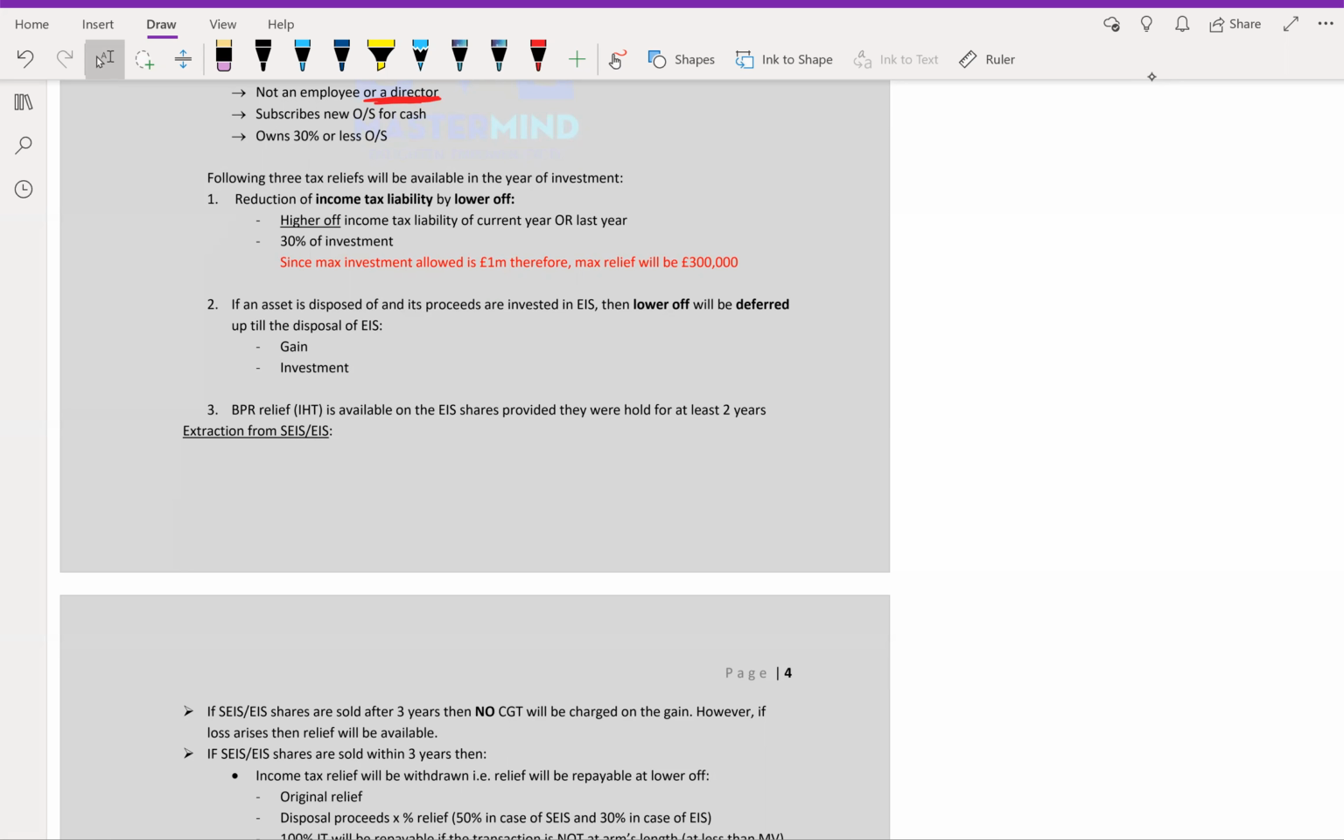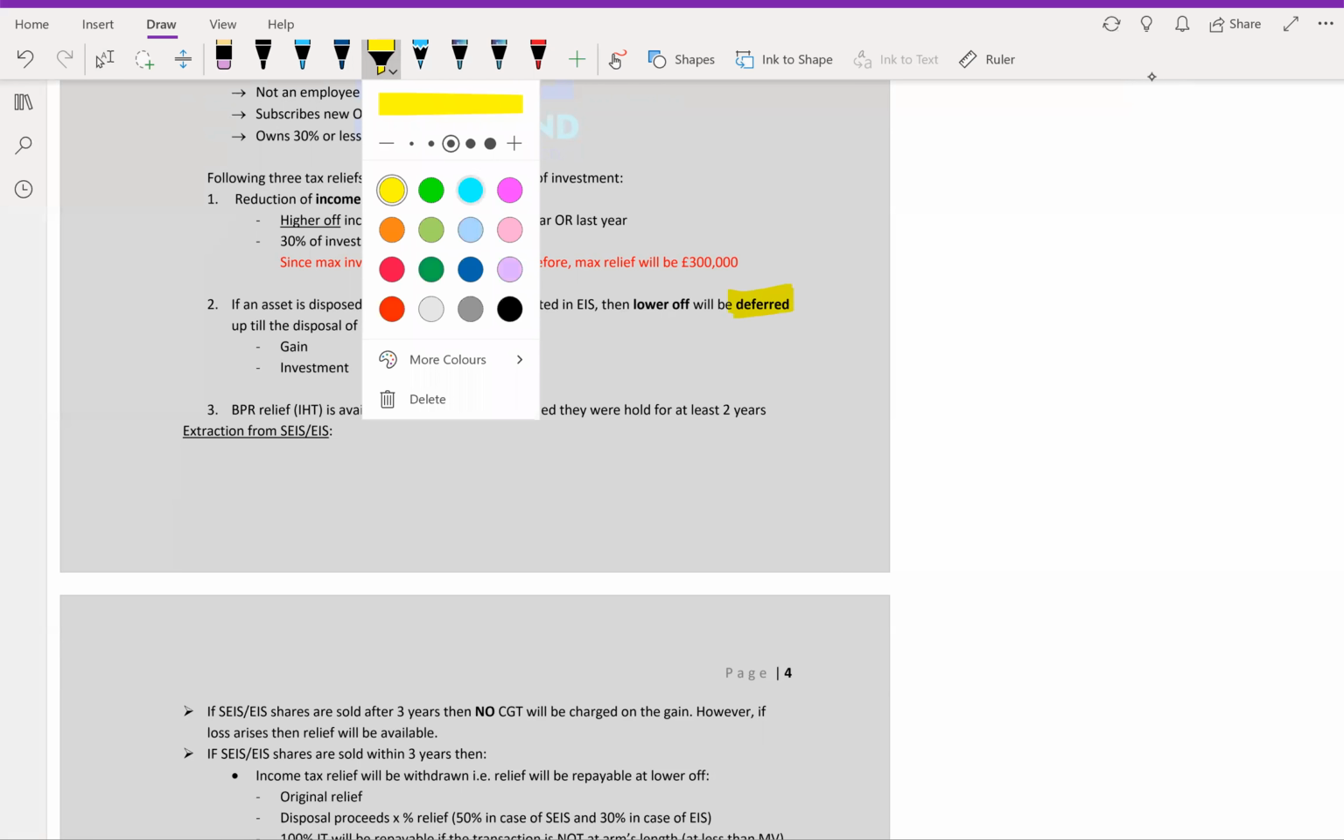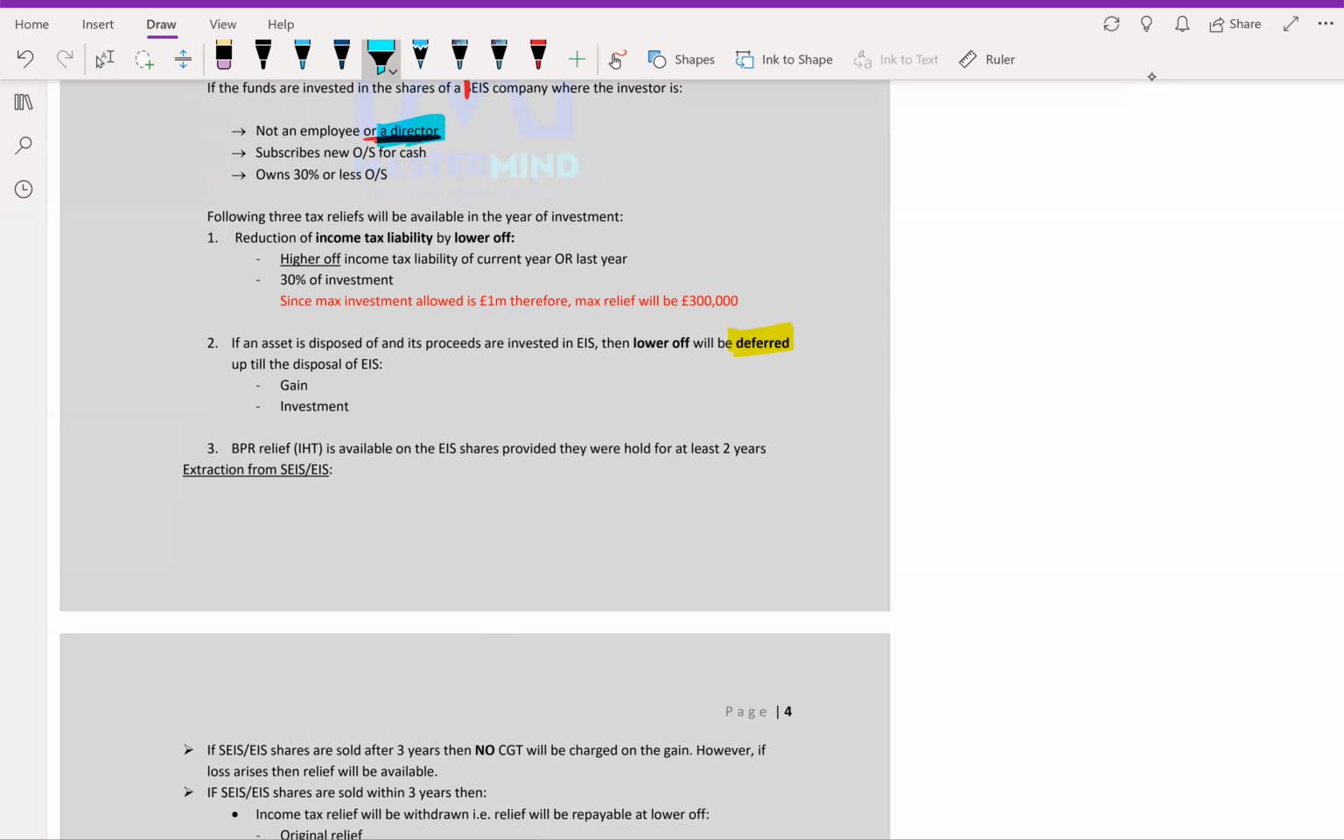All right. Now, CGT is what? If an asset is disposed of and its proceeds are invested in EIS, then the gain will not be exempted but deferred. Remember this. This is another difference, right? So so far we have identified three differences: director, 30%, and deferral, right? And another fourth difference would be the entire gain or investment. So lower of gain or investment. There is no percentage, no 50%, anything like that. The entire gain can be deferred, or the amount of investment can be deferred against the gain.